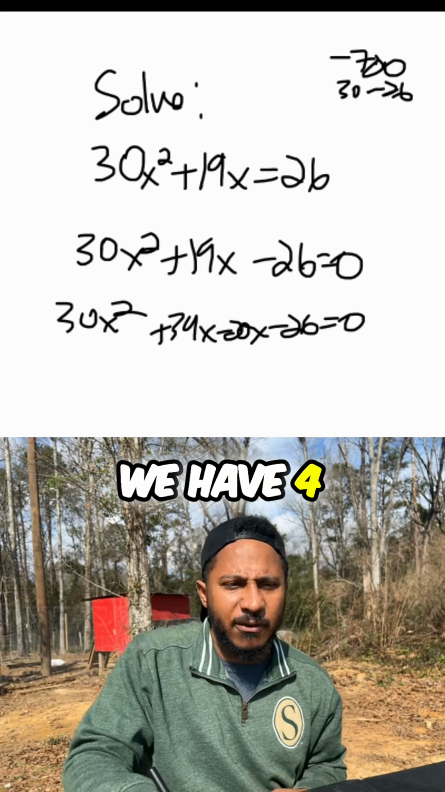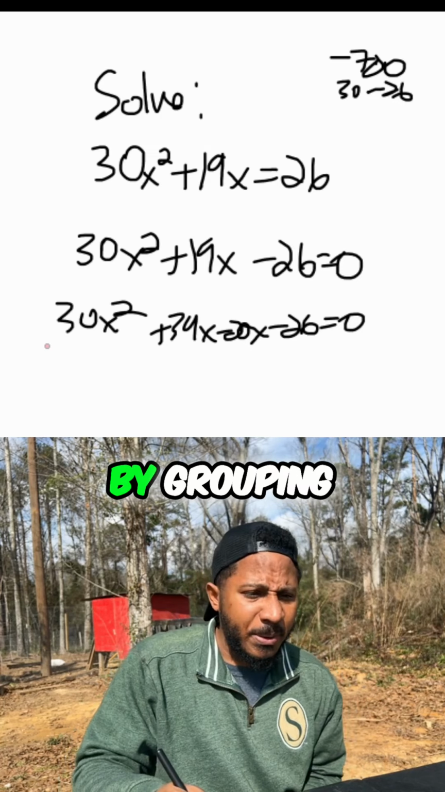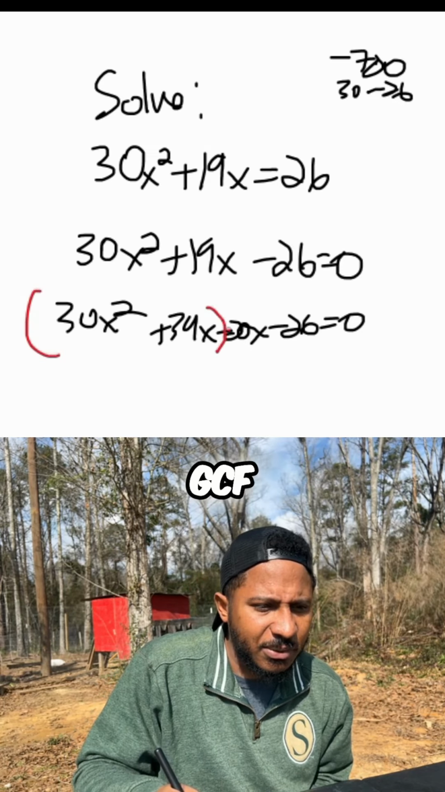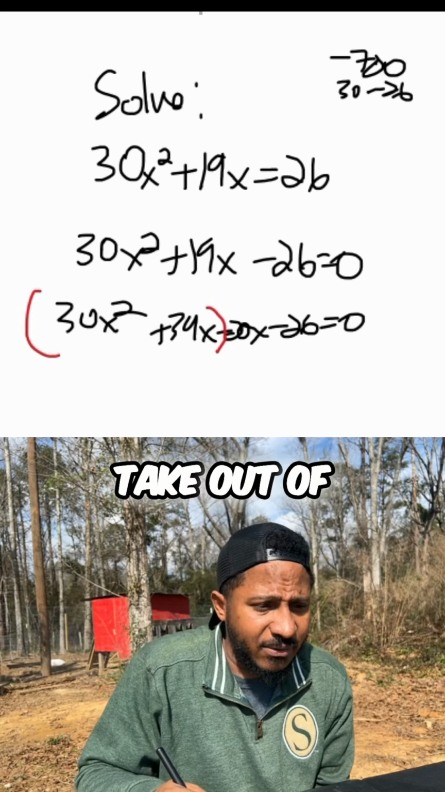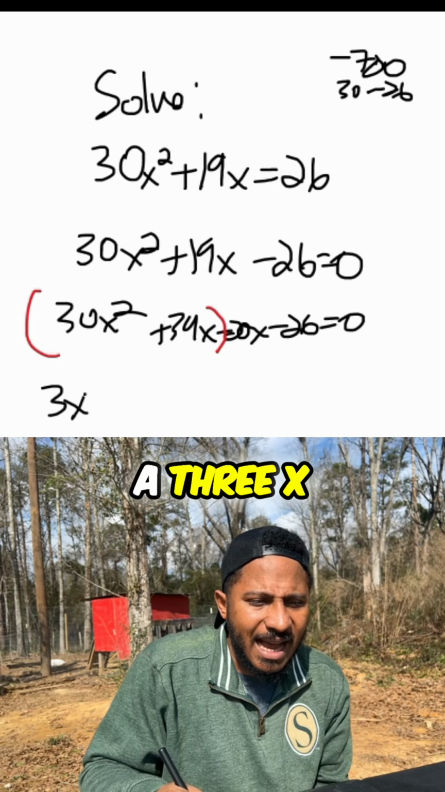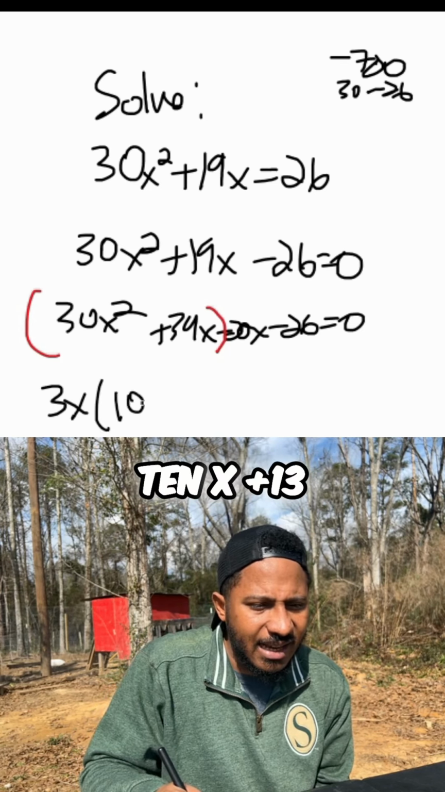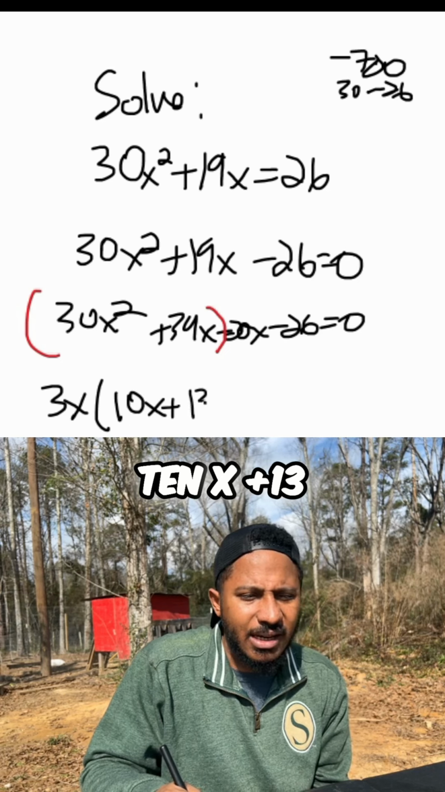And now instead of 3 terms, we have 4 terms. And to factor 4 terms, we factor by grouping, okay? Group these first two. What's their GCF? What do they have in common? Well, notice they both have an x in common, but they also have a 3 I can take out of each. Okay, so if I take a 3x out of each, what's left is 10x plus 13.